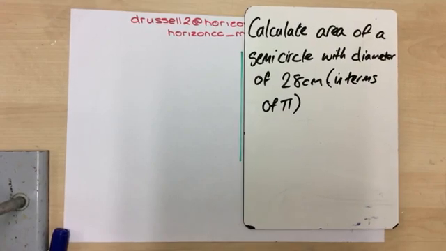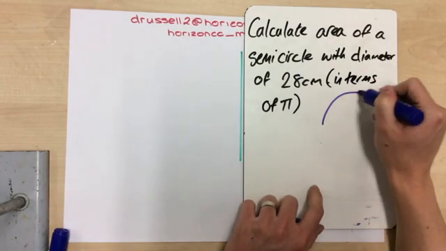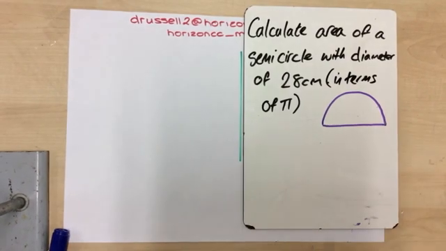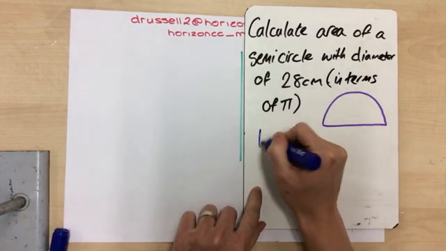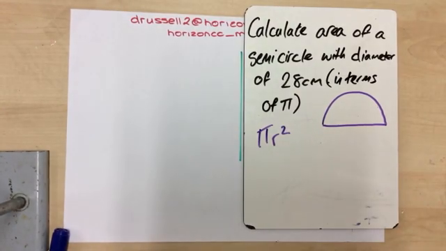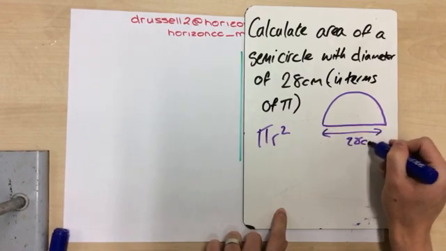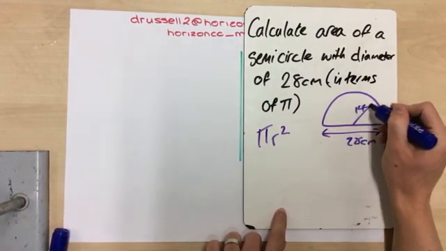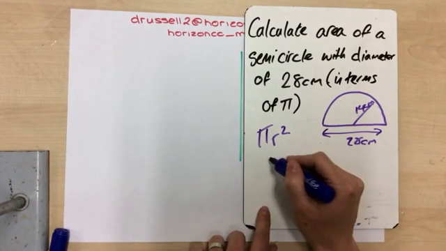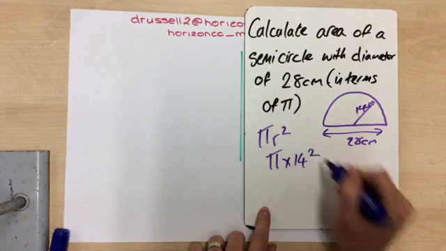Just because we are non-calculator doesn't mean we can't be doing areas of circles. So we've got here, calculate the area of a semicircle with diameter of 28 centimetres. Leave your answer in terms of pi. To help myself out here, I'm just going to draw a little sketch. So there is my semicircle. And for this, I need to remember how to find the area of a circle. If Miss Bailey was here, she would sing. To find the area of a circle, it is pi times radius squared, pi r squared. So if our diameter is 28 centimetres, our radius will be 14 centimetres. So we're going to do pi times 14 squared.